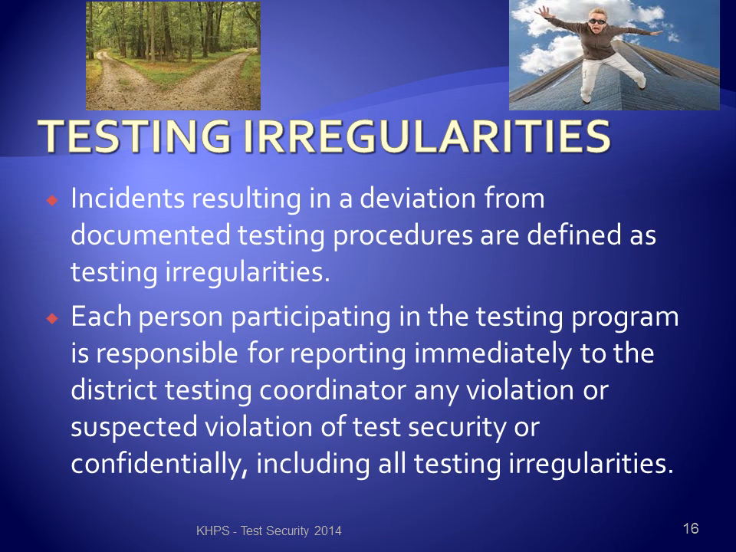Testing irregularity is something that occurs in a deviation from documented testing procedures. If anything out of the ordinary occurs, immediately contact me, and then I will figure out what to do with our district testing coordinator and just take the steps necessary to solve any of the testing irregularities that we have. Again, the way that you would contact me is there is going to be a paper that says testing emergency, testing question that you'll place on your door, and that's how you can get a hold of me.